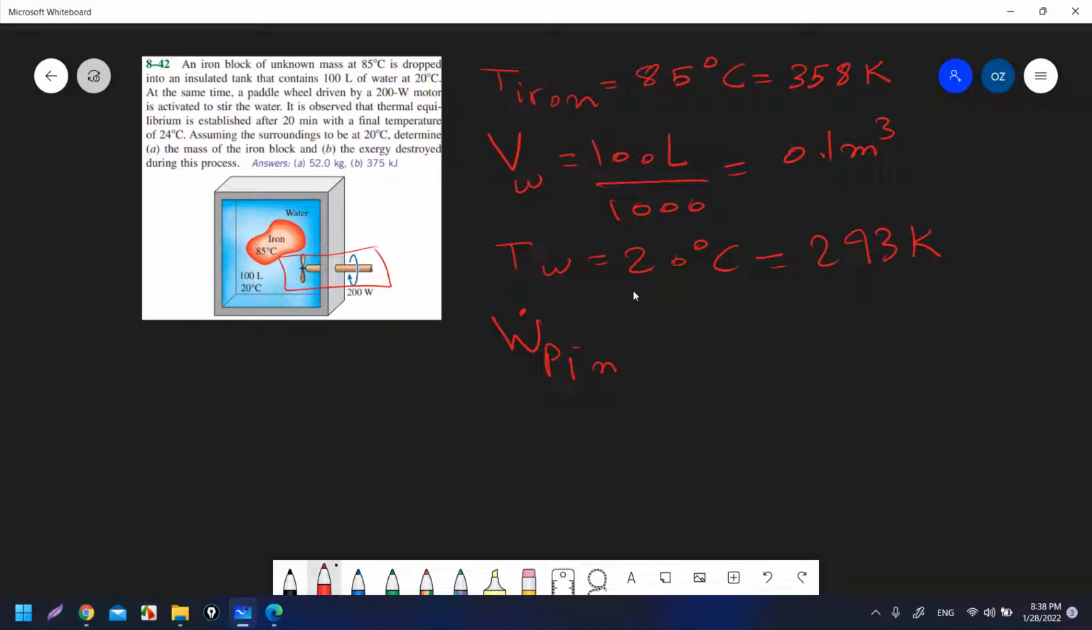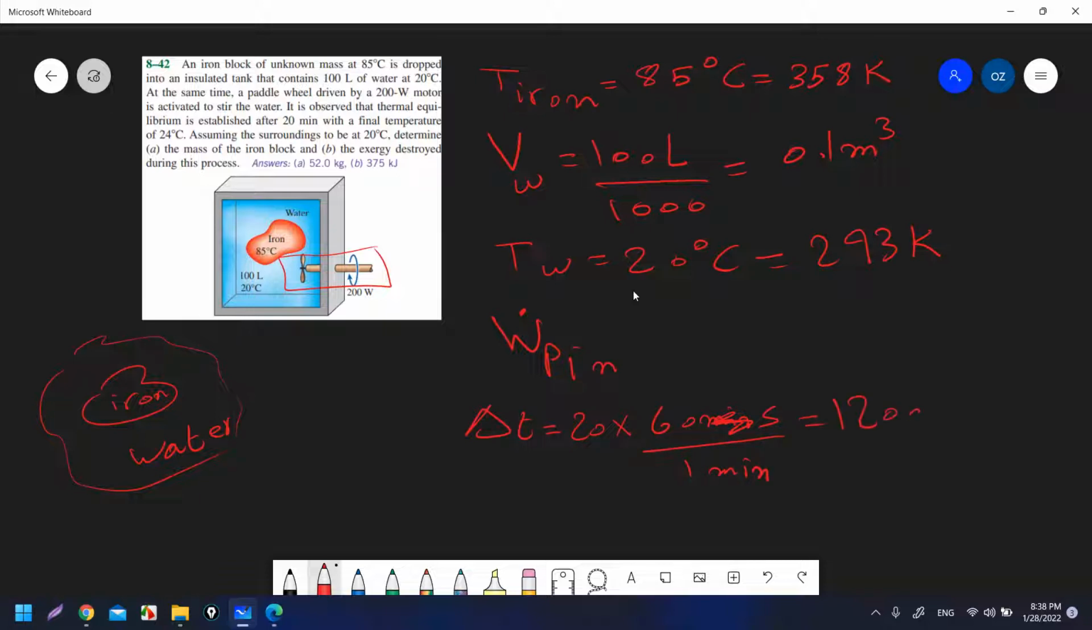It is observed that thermal equilibrium is established after 20 minutes. So thermal equilibrium means the temperature of the iron and the water will be the same. At the initial state, the temperature of iron is 85 degrees Celsius and the temperature of water is 20. After 20 minutes, so delta t equals 20 minutes. If you multiply it by 60 seconds over 1 minute, it will give us 1200 seconds, with a final temperature of 24 degrees Celsius. So at the end, the final temperature T2 of water and T2 of iron will equal T final, and this T final is 24 degrees Celsius or 297 Kelvin.